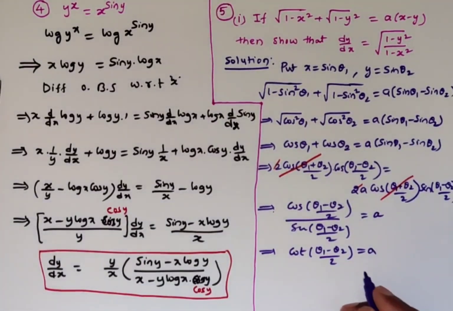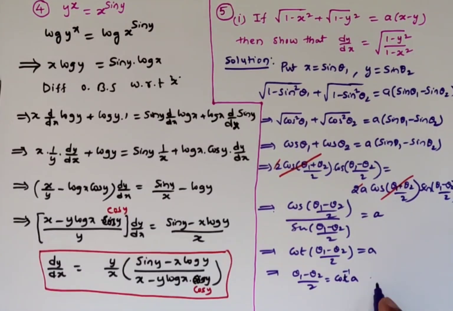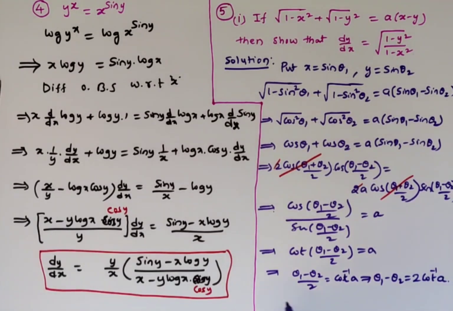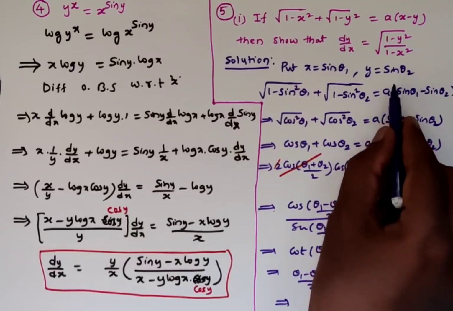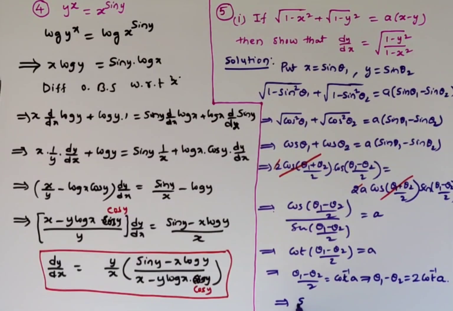Okay, now here we can write it as theta 1 minus theta 2 by 2 equals cot inverse of a. So finally theta 1 minus theta 2 is 2 into cot inverse of a. Okay, so this is theta 1 minus theta 2. Theta 1, x is sin theta 1 and y is sin theta 2. So theta 1 means sin inverse of x, theta 2 is nothing but sin inverse of y. So replace theta 1 with sin inverse of x minus, see theta 2 is sin inverse of y. This is 2 into cot inverse of a.